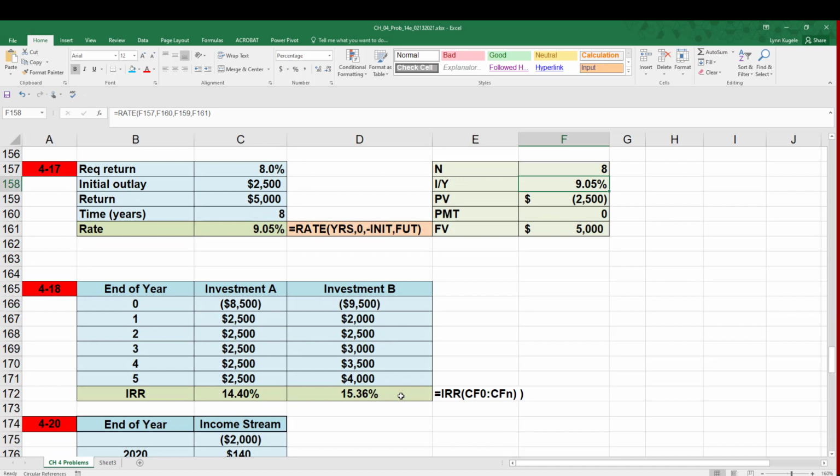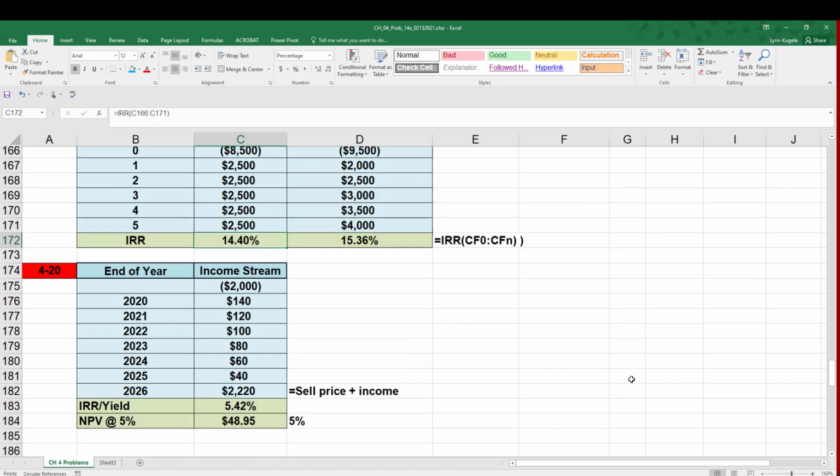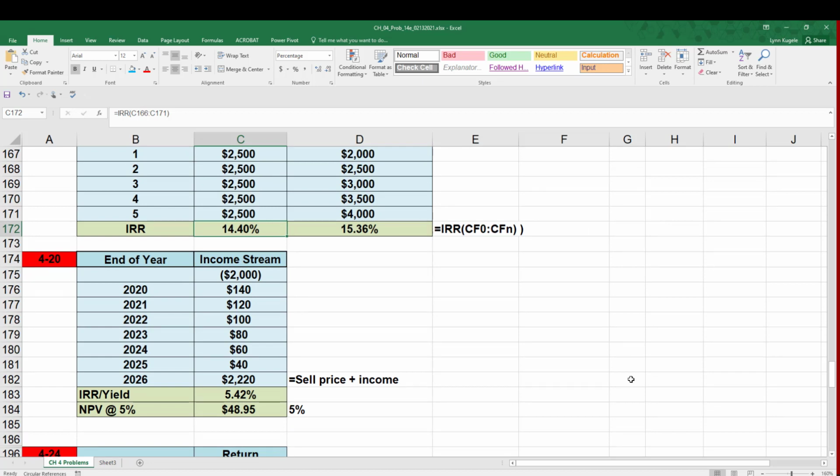Okay, 4.18. Use financial calculator or an Excel spreadsheet to estimate the internal rate of return for each of the following investments. In your calculator, put these in the cash flow worksheet, hit IRR. Number 20. Assume that an investment generates the following income stream and can be purchased at the beginning of 2020 for $2,000 and sold at the end of 2026 for $2,200. Estimate the IRR for this investment if a minimum return of 5% is required. Would you recommend this investment?